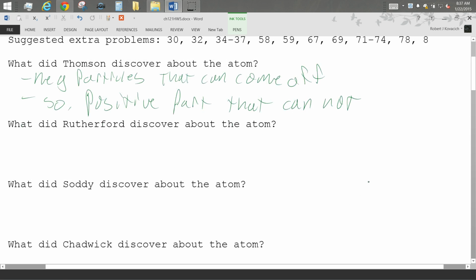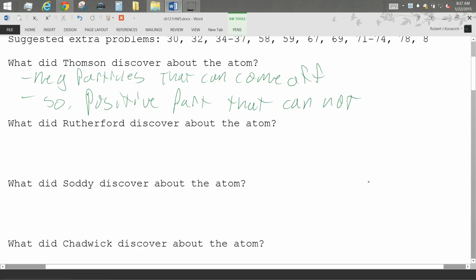And what about Rutherford? What did he do? Was he the guy with the cathode ray? No, that was Thomson. Oh. What did Rutherford do? He did the gold foil experiment. He did the gold foil experiment, and so from the gold foil experiment, what information did they learn?